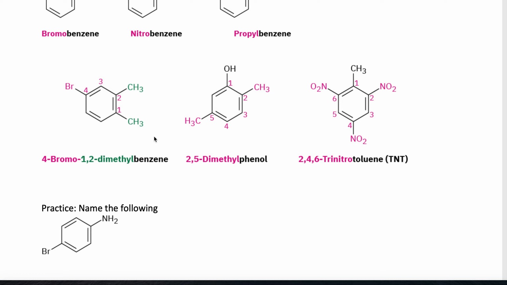We got a lot of branches here, so we have to start numbering them. 1, 2, close together, 3, 4. If we go the other way, it will be farther away. So even though bromine comes later, the reason why we put 1 here is because we have 2 branches close by. So even with this number later, they still have to go first because of alphabetical order. So that's why 4-bromo-1,2-dimethylbenzene.